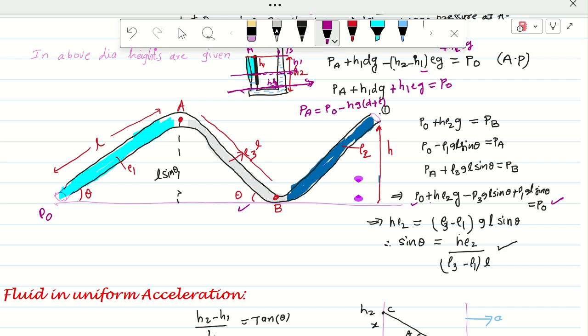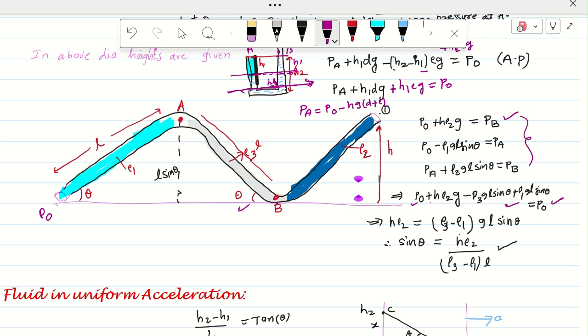Now the general equation. At B, PB is equal to P naught plus H rho 2 g. And PA: height increases, pressure decreases, we know. Therefore PA is decreasing: P naught minus rho 1 GL sin theta. Okay, now from this PA and PB, again PA to PB I am writing the equation: PA plus rho GL sin theta is equal to PB. PB is more than PA. Solving these three equations, I will get the same equation.